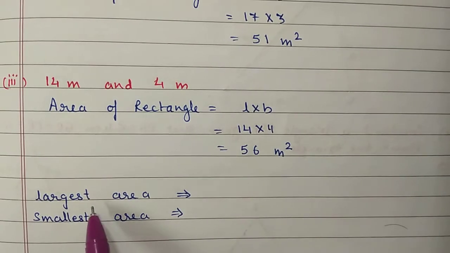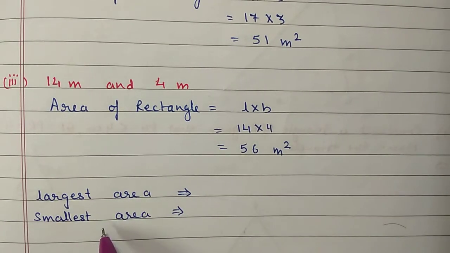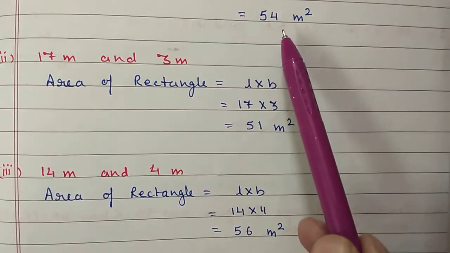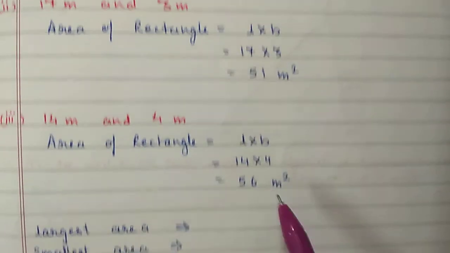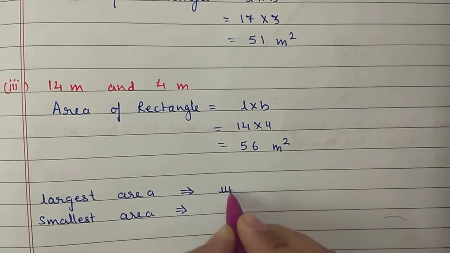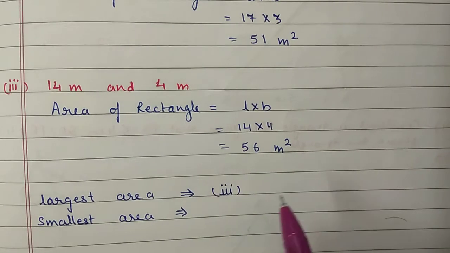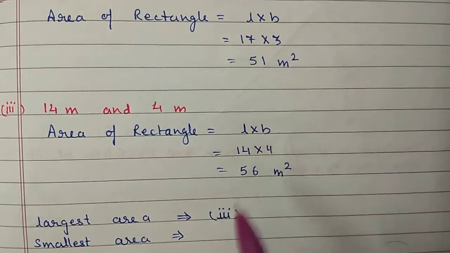And in the question they ask which one has the largest area and which one has the smallest area from these three. So from these three, the first one has 54, the second 51 and the third one 56. So you can see 56, the third one has the largest area, and the smallest area is the second one, 51.